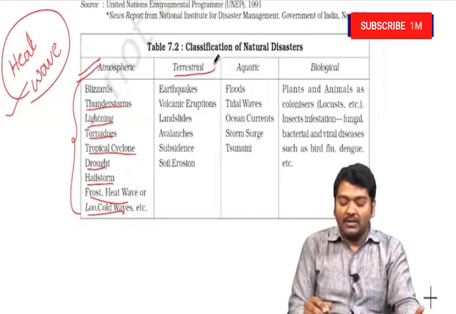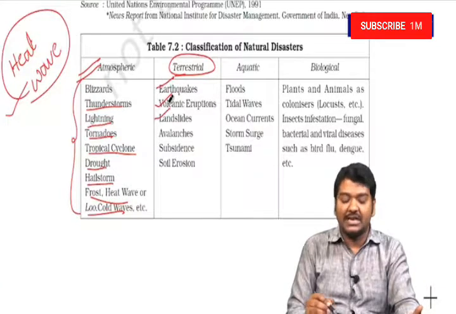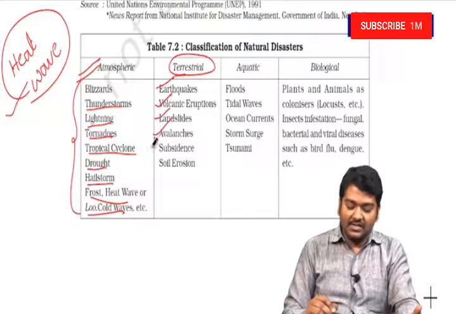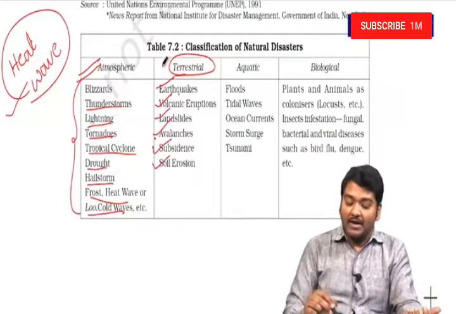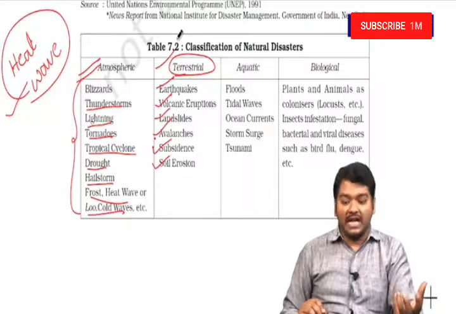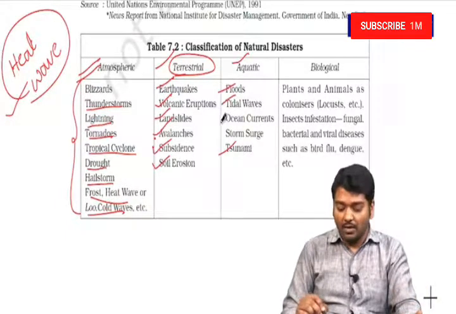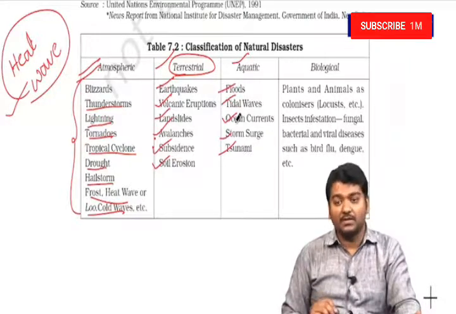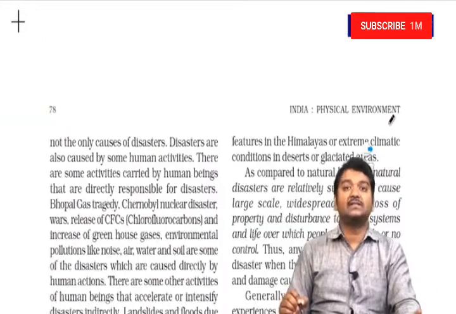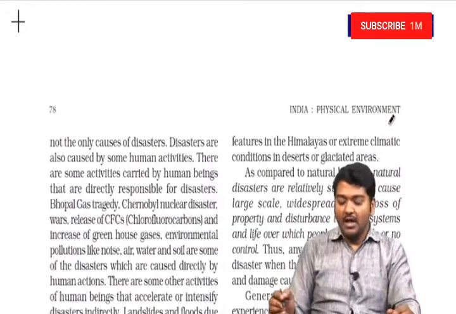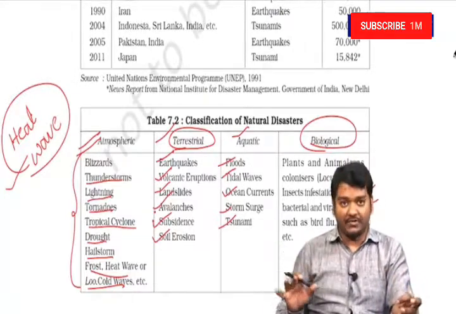Then I need to talk about the terrestrial. Because of plate movements, we see earthquakes, volcanic eruptions, landslides, avalanches, subsidence, soil erosion. All this is part of terrestrial disasters as well. Aquatic: floods, tsunami, tidal waves, ocean currents, storm surge. Biological: infections, diseases also lead to this, right? So, for disasters, first we need to understand what all forms part of disaster.